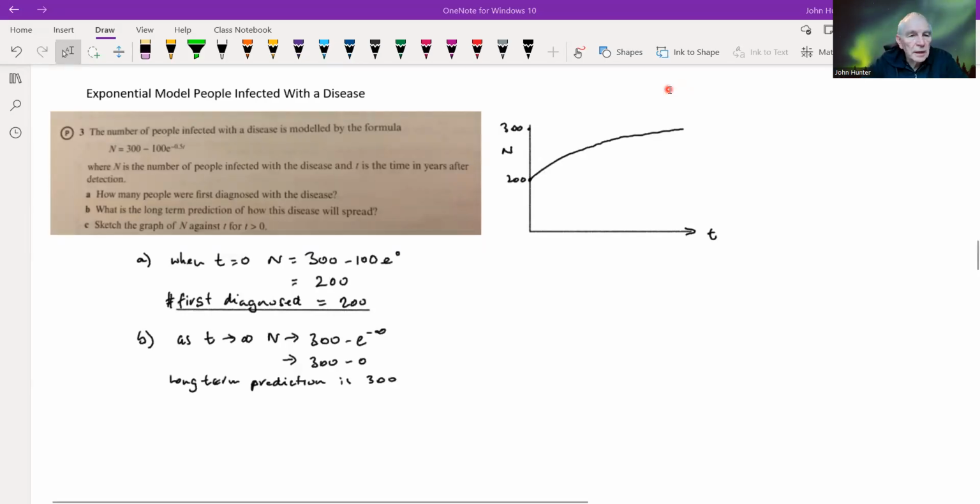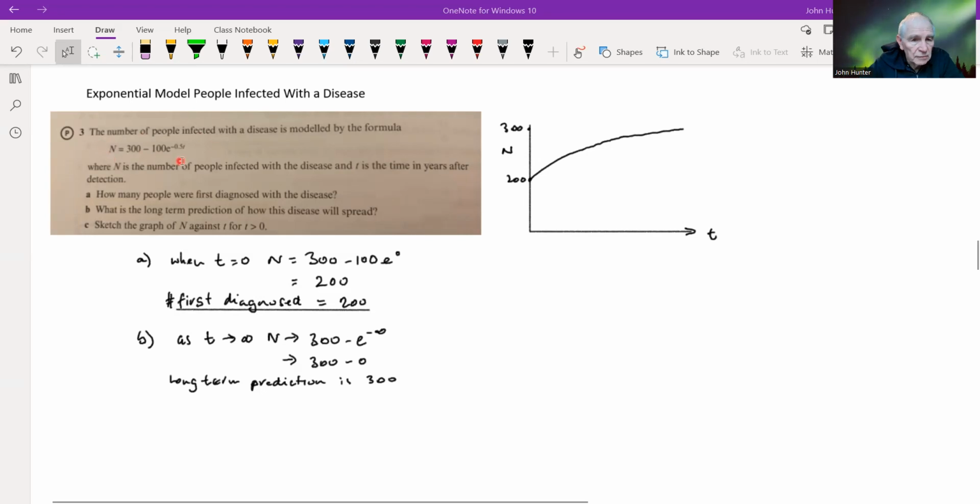Right, this is a worked example for an exponential model. People infected with a disease. This is in the modeling section. Now, this is a fairly nice, simple problem. I mean, most of these modeling problems, you basically have to identify the general form and apply boundary conditions to work out the actual particular form of the relationship. We don't have to do that with this one. This is all done for us, and it's given.